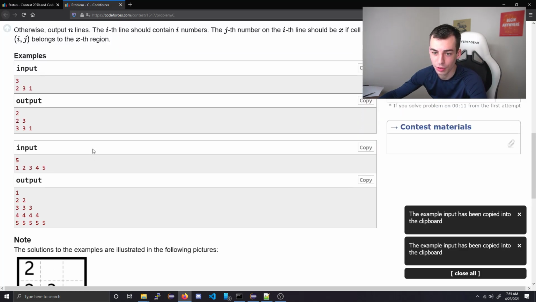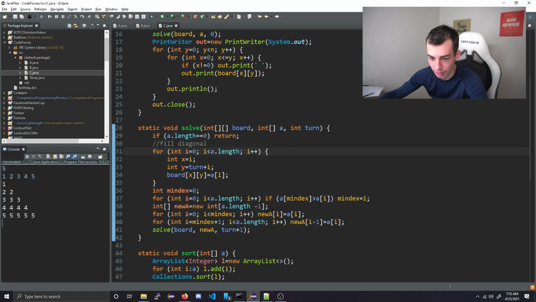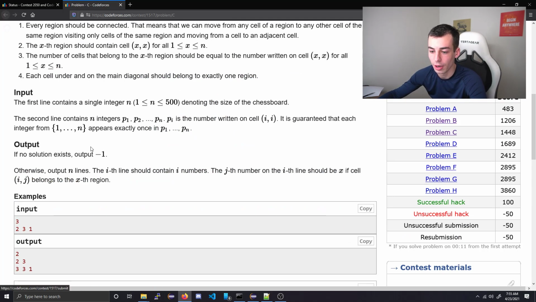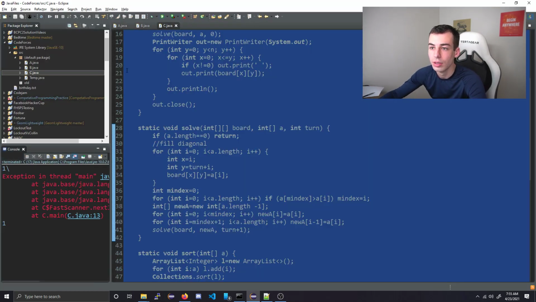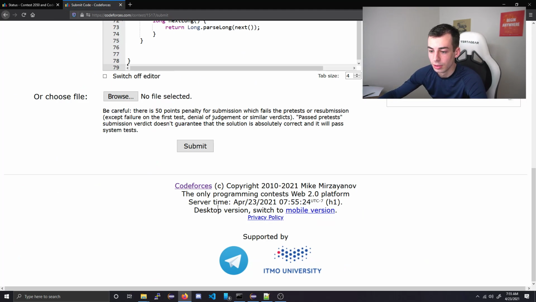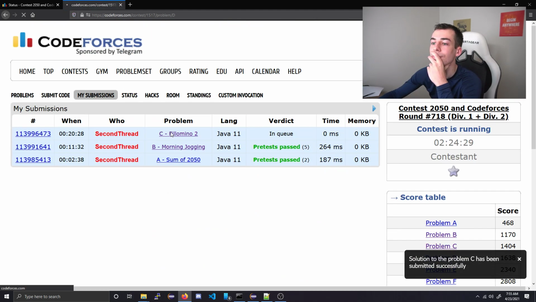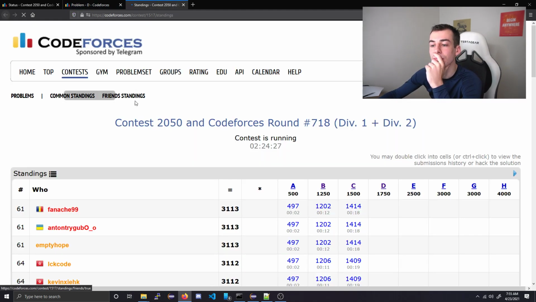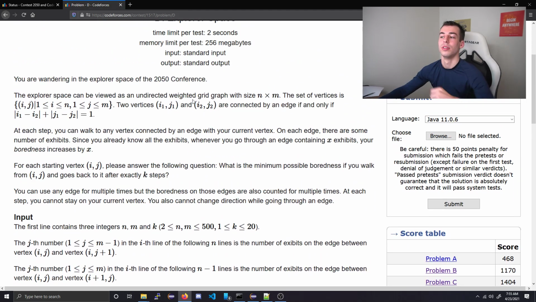I love how they made pictures for this, as if it wasn't obvious how to read this board here. Okay. Yeah. I think we should be good there. n's always 1. I guess let's just try the 1 case. Yep. Looks good. Submit C. I guess standings really don't matter at this point. It's way too early for it to matter.